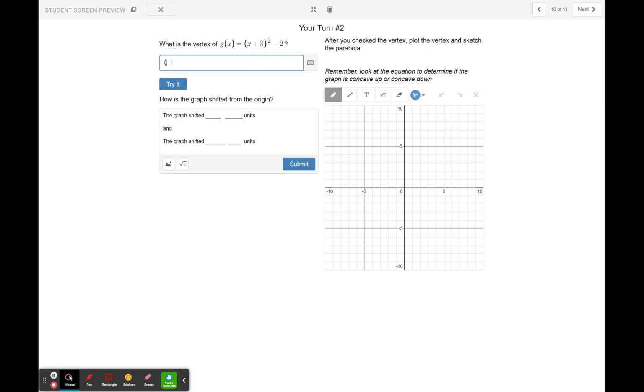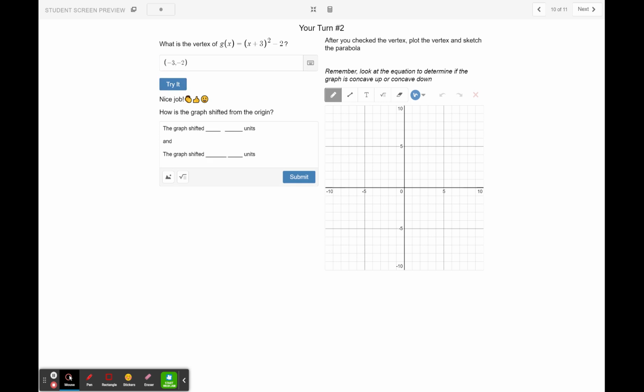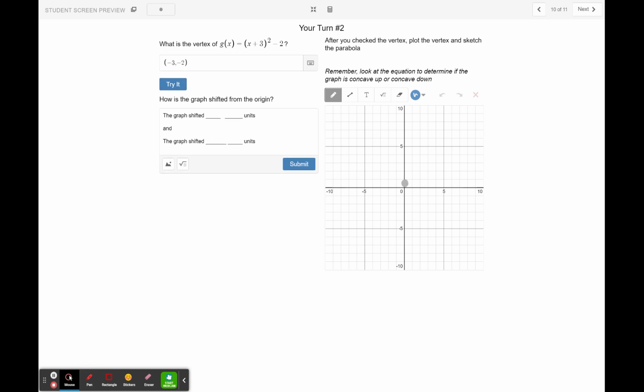It's the opposite of what you see for positive 3, so it's going to be negative 3, negative 2. And the negative 2 stays the same. I'm going to plot that. So negative 3, negative 2. I do not see an A value. It's a positive 1 because I don't write it. So then just do your best drawing a U shape or a parabola. And then what direction did it go? Negative 3 means left 3. Negative 2 on the K means down 2.